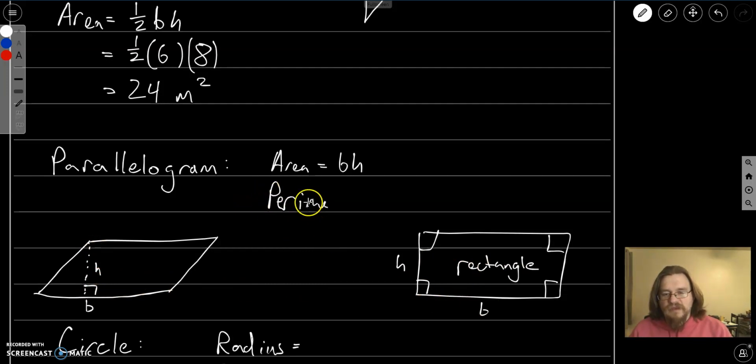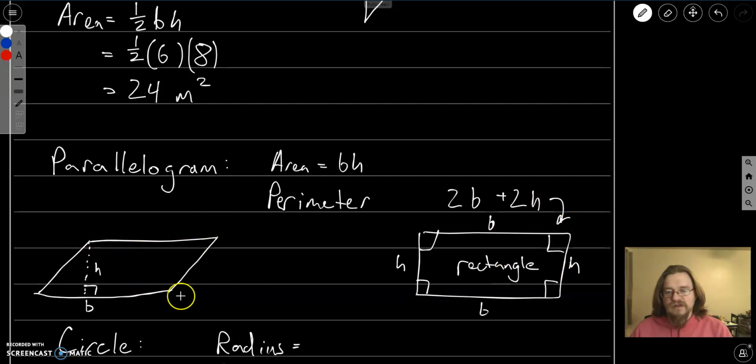The perimeter of these guys is also pretty easy. So the perimeter for a rectangle, well, what are the lengths? We have H and B. So the perimeter is going to be 2B, because I've got B plus another B, and I've got 2H because these two side lengths are H. So for rectangles, this is pretty nice.